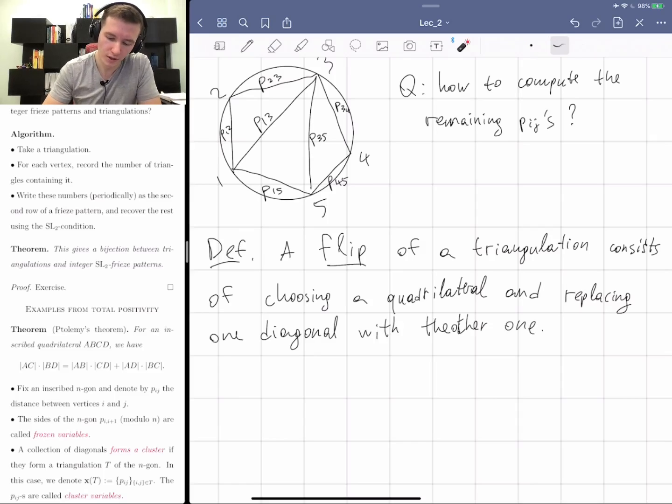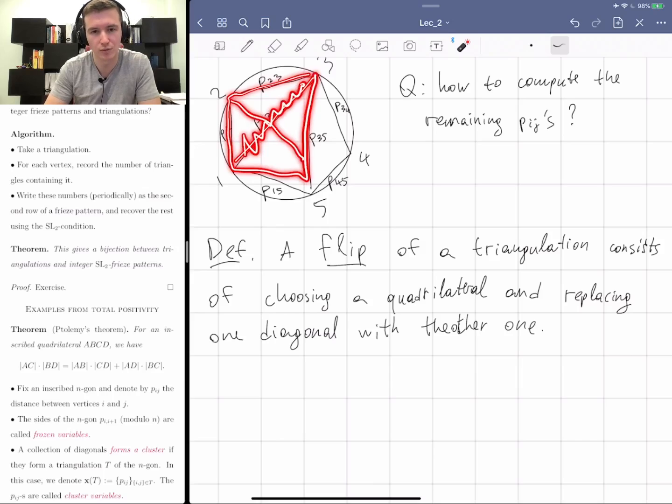In other words, if I choose some diagonal, it's always going to be adjacent to two triangles, one on the left and one on the right. So it's going to be contained in a quadrilateral, and if I erase this diagonal, then there is only one other diagonal I can put in to preserve the triangulation condition.